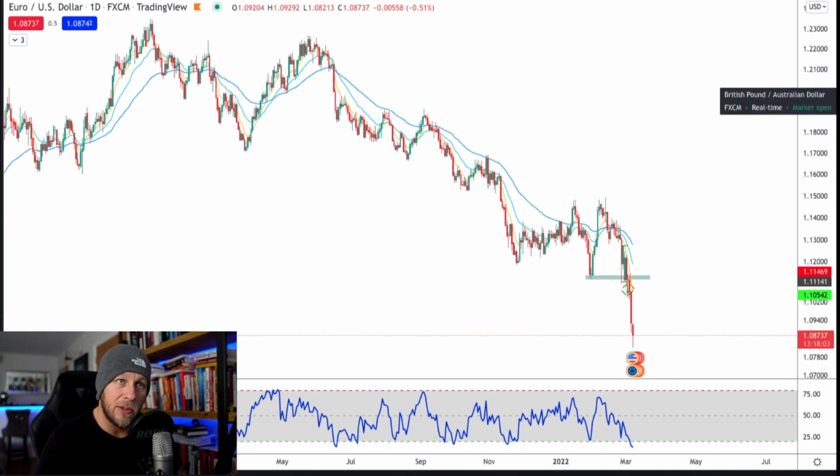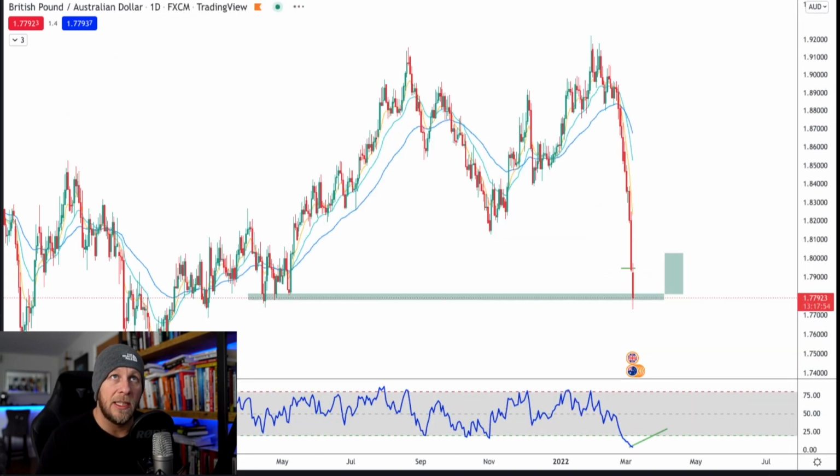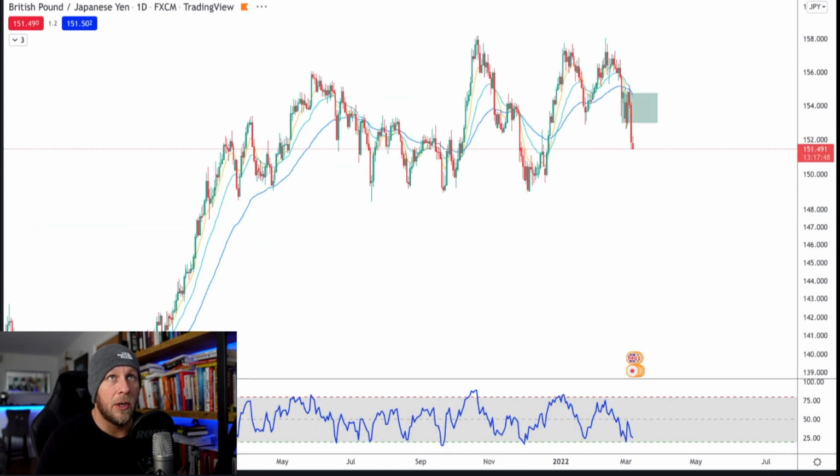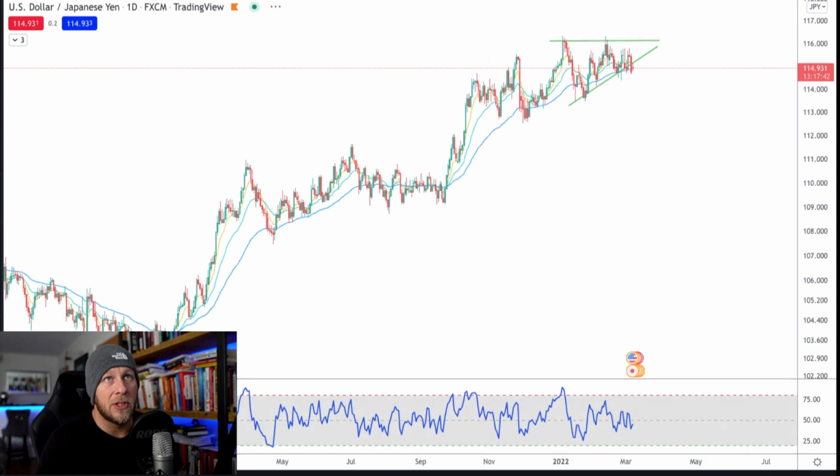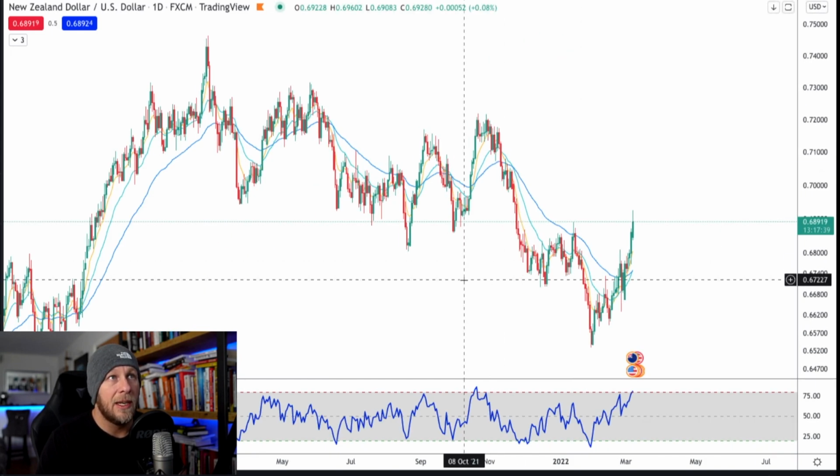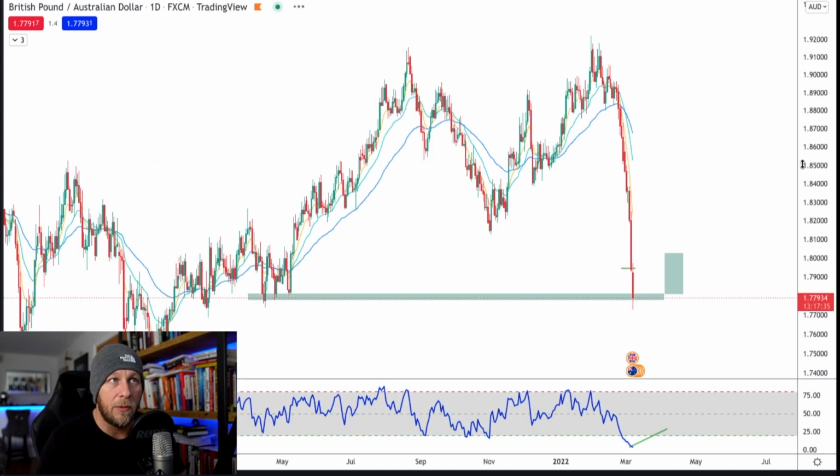You want to have the patience to wait for those opportunities that give you the best reward to risk and have the highest probability. But one of the ones I want to share with you is Pound Aussie, because this is some of the analysis I did last night. I'll share that with you in a moment. And then Pound Yen, again, we're seeing some bearish movement there. Dollar Yen, not too much, still consolidating. New Zealand dollar, we're pushing up. There's potentially another setup here, but I'm not going to go through that. The juiciest one that I want to share with you is on the Pound Aussie.